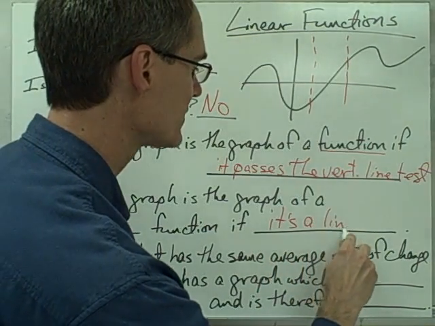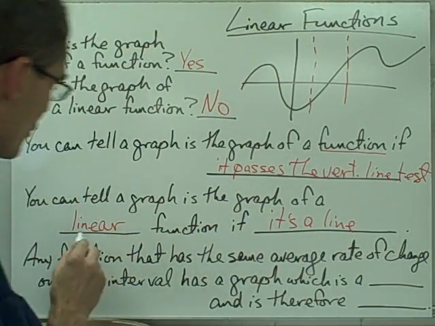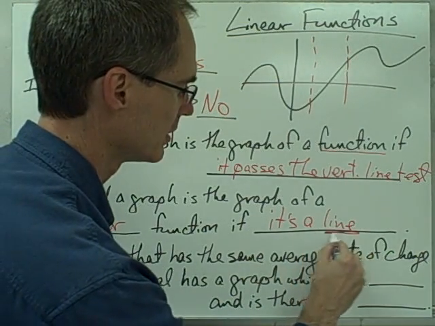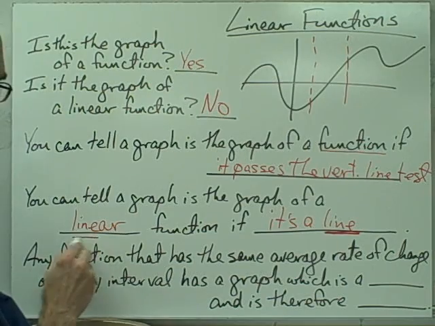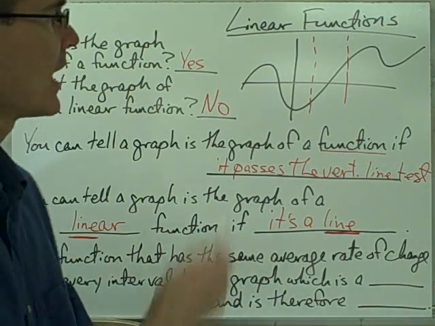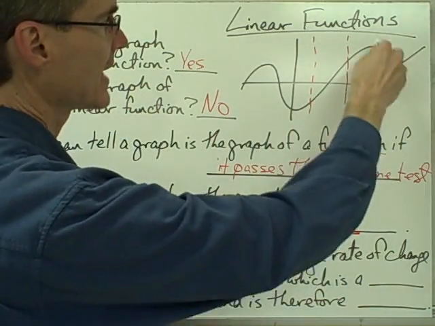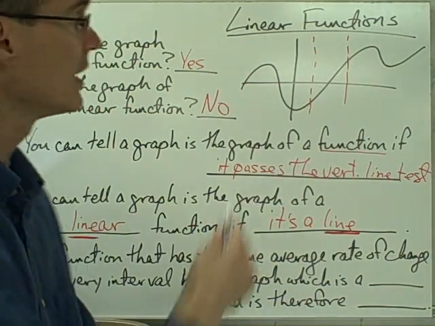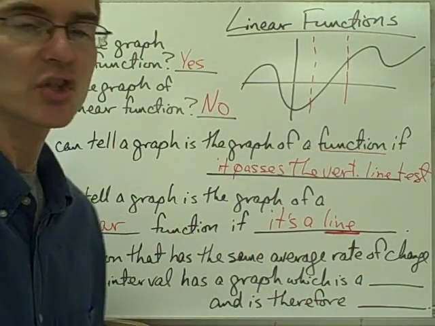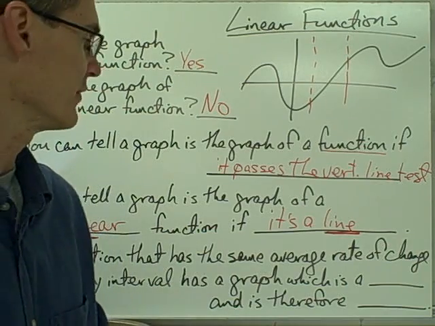You can tell a graph is the graph of a linear function if the graph is a line. That's where the word linear comes from. It comes from line, L-I-N-E, line. Line and linear, and since this graph here is not a line but is instead a curve, I can tell that even though it's a function, it's not a linear function.